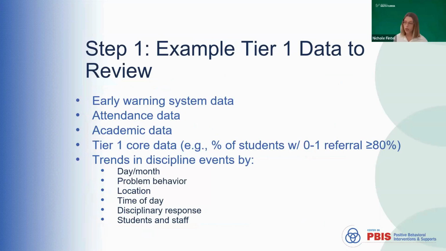At tier one, we want to start broad. Teams should be looking at some of their universal data, such as maybe their early warning system indicators, attendance, academic data, office discipline trends, overall tier one benchmarks, like the percentage of students who have 0 or 1 referral. And we might also want to start disaggregating your discipline data here further using the big 5 questions. So describing the specific behaviors that you're seeing, when and where they occur, what students and staff are involved, and what has been the most common disciplinary response. And this helps us describe the problem accurately without necessarily explaining it yet.